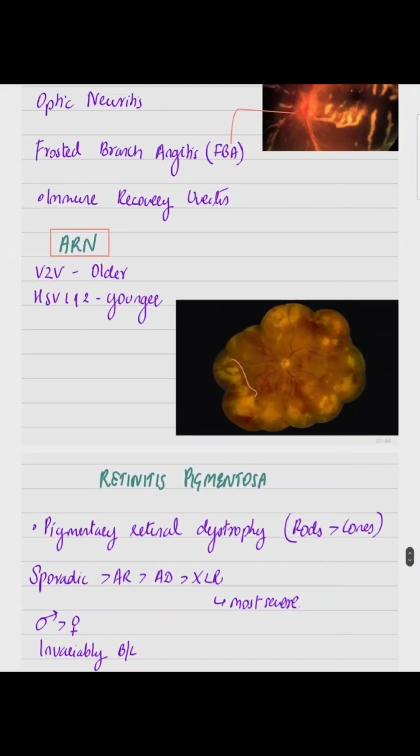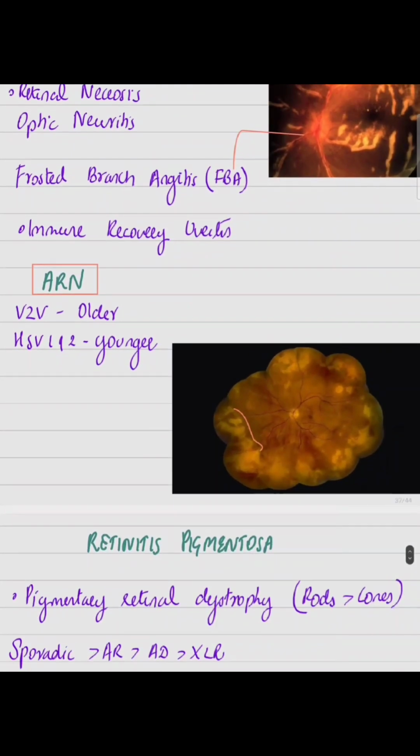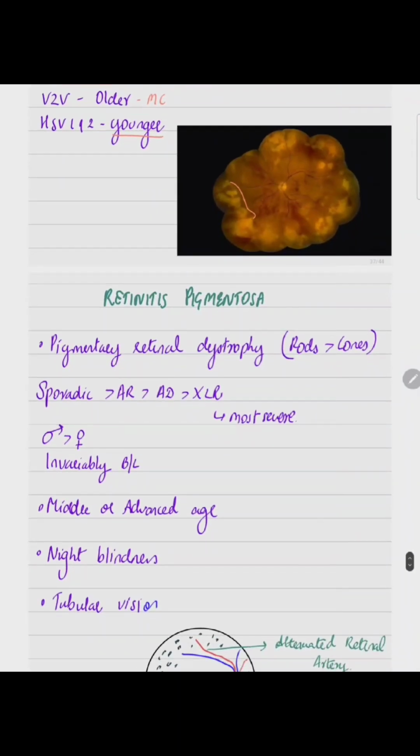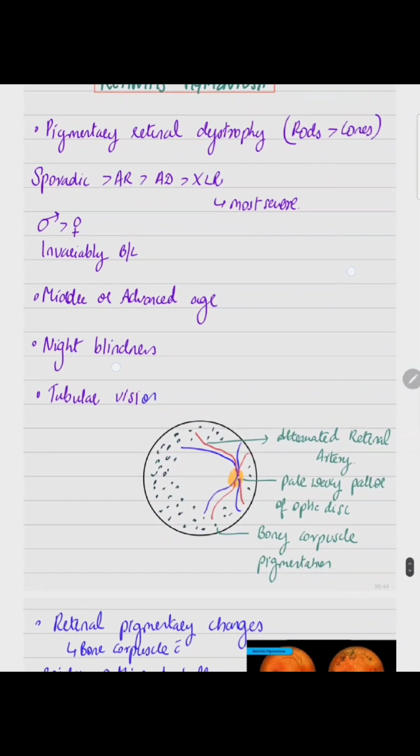Varicella zoster virus is the most common cause, typically in older patients. Herpes simplex virus 1 and 2 typically cause ARN in younger patients. Next is retinitis pigmentosa. Retinitis pigmentosa is a pigmentary retinal dystrophy, predominantly affecting rods more than cones.